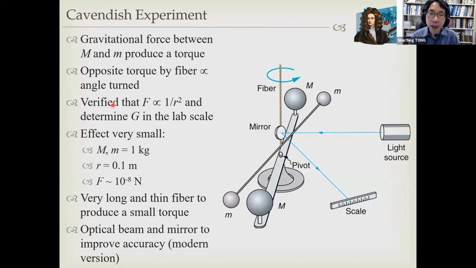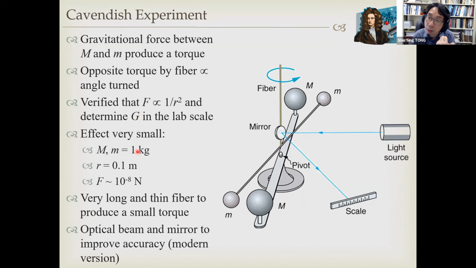And he actually verified that the force is inversely proportional to 1/r² on the laboratory scale, not the astronomical scale. On the astronomical scale, that's easy. You can observe the planets and see that they obey the inverse square law of force. But on the lab scale, the objects are so small, the mass of the objects is so small, the attraction force between them is very small.